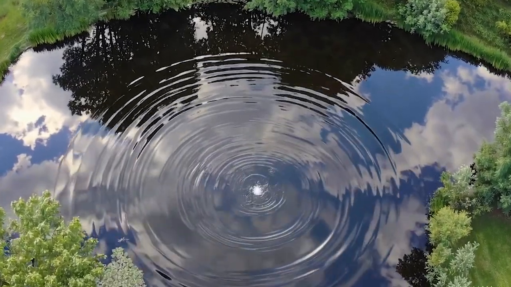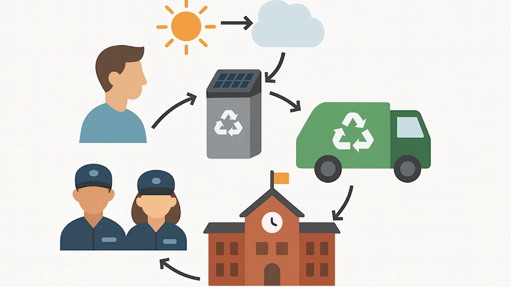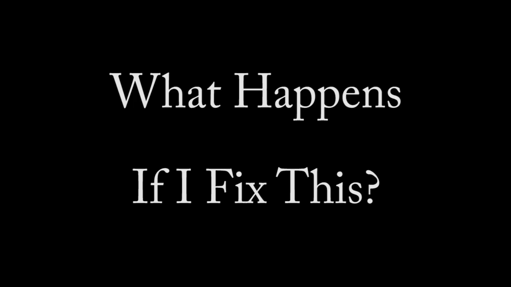If we make changes in one part of the system, we need to consider how this affects other parts of the system. To do this, we need to understand what the entire system looks like. Being able to apply systems thinking is a very powerful skill to have in this day and age. It's about understanding what is connected, what causes what, what are the feedback loops, and very importantly, what happens if I fix this? What are the consequences?